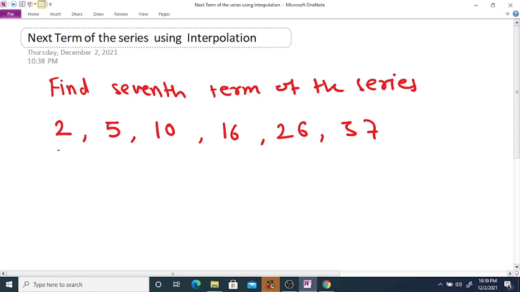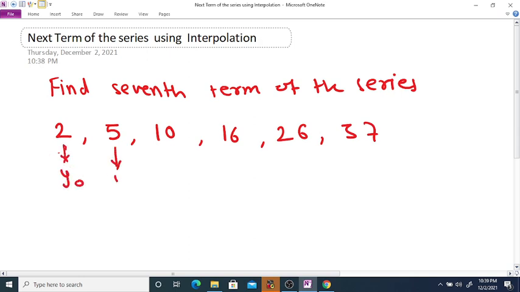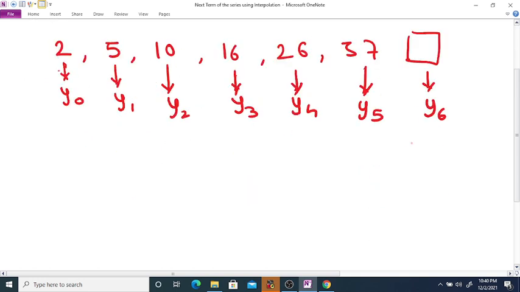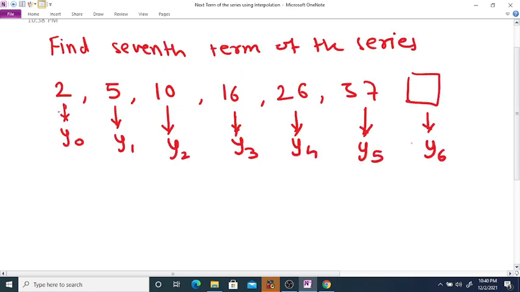Okay, so these are the total 6 terms, and we are going to determine what is the next term of this series. So say this is y0, y1, y2, y3, y4 and y5. So we are going to determine what is the value of y6. Now here we are to determine the seventh term of the given series.